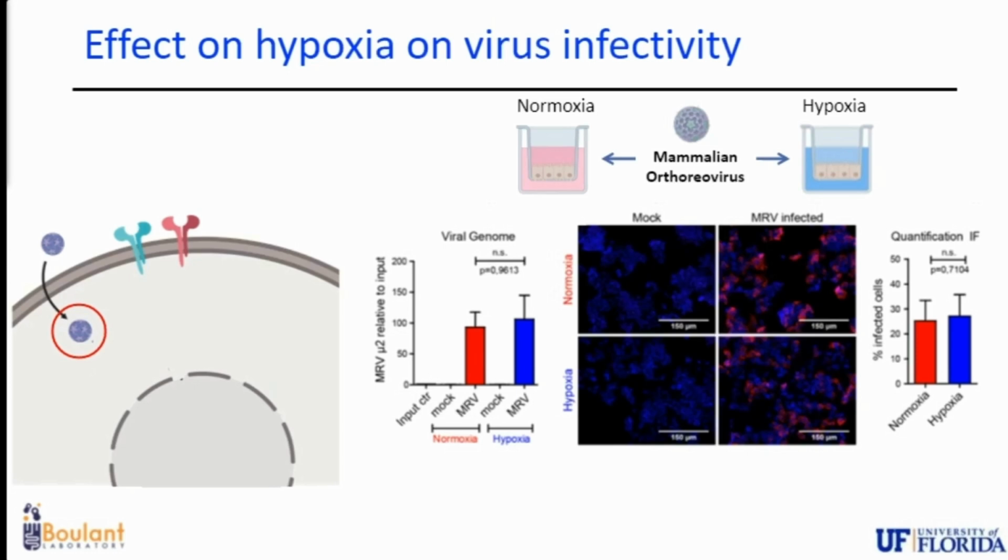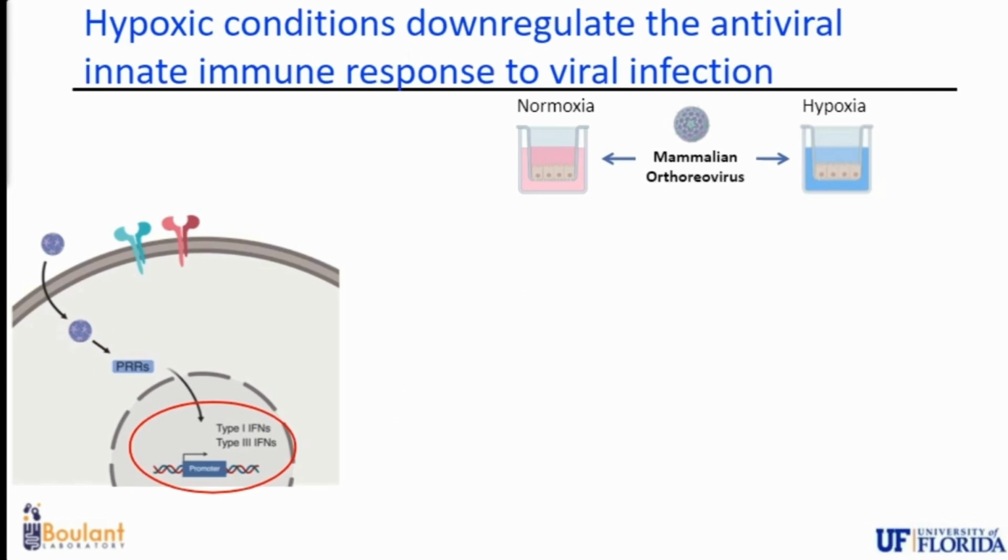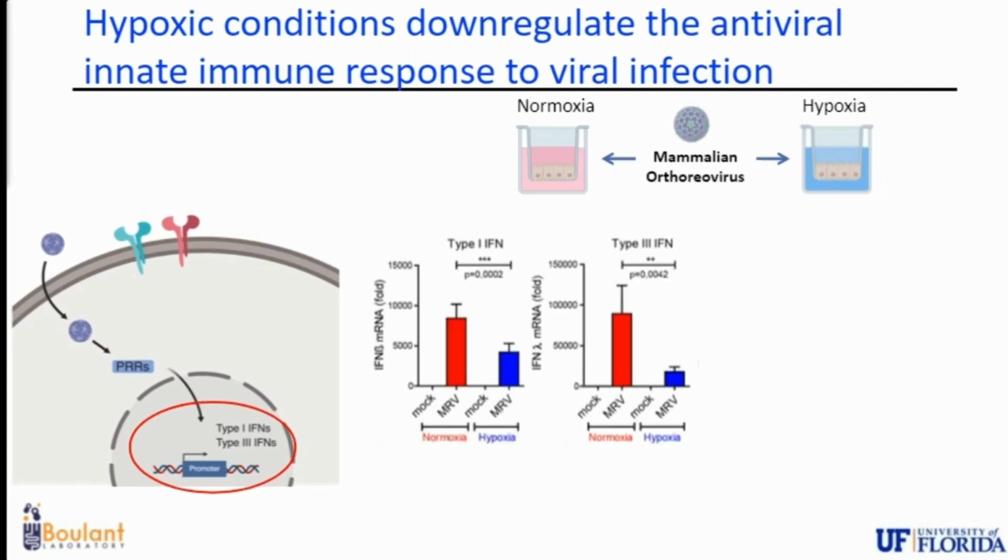So we infected our cells with mammalian reovirus, or MRV, and we first controlled that our cells were equally getting infected by this virus under the two oxygen conditions. And as you can see here, as monitored by looking at the amount of virus genome using RT-PCR or monitoring the number of infected cells by immunofluorescence, we have the same amount of infected cells under hypoxia and normoxia about 16 hours post-infection. But if you now look at cells and monitor the immune response, we found something very interesting.